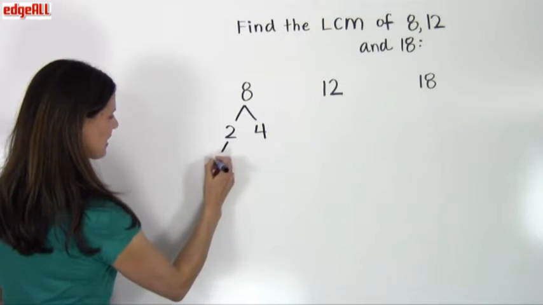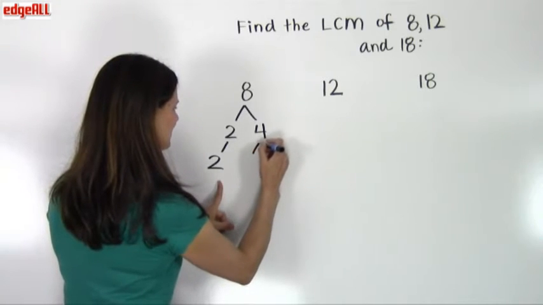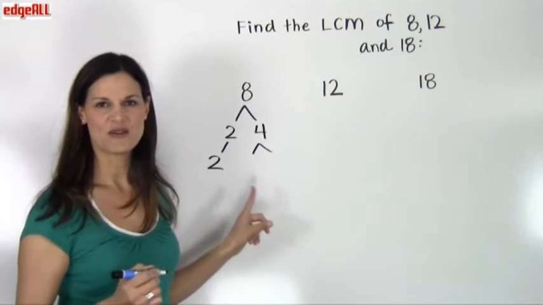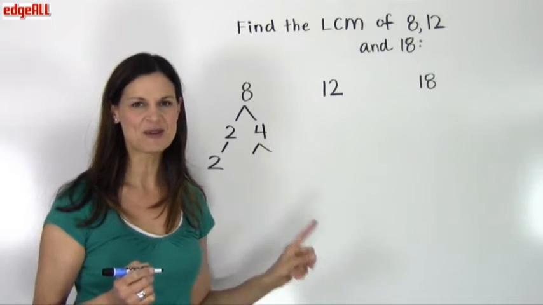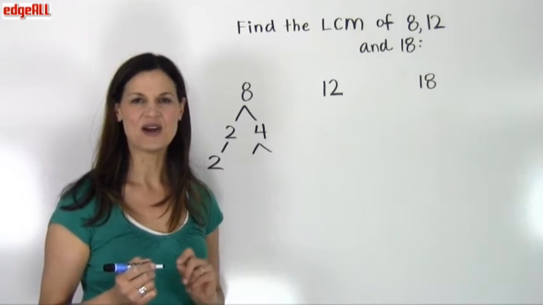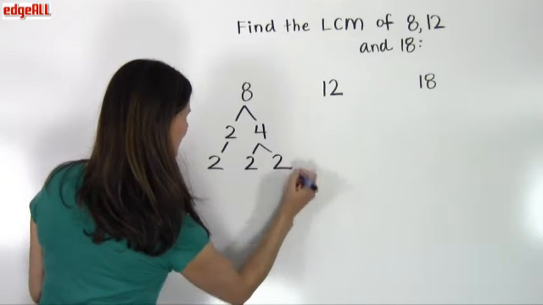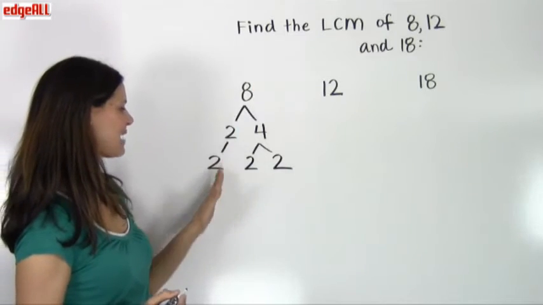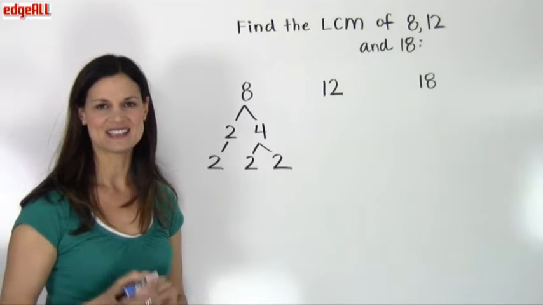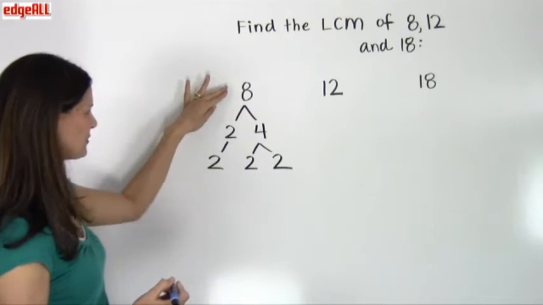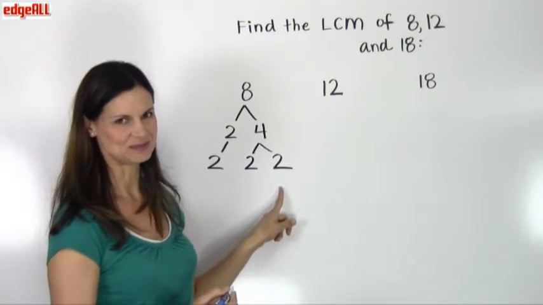Since 2 is a prime number, I leave it alone and set it over here, and then I work on breaking down the 4. 4 is an even number, and so it's divisible by 2, and we know that 4 divided by 2 equals 2, or 2 times 2 equals 4. So I can put my 2, 2 here. So I can see that I'm finished now because this level of my pyramid has all prime numbers. So the prime factorization of 8 is 2 times 2 times 2.